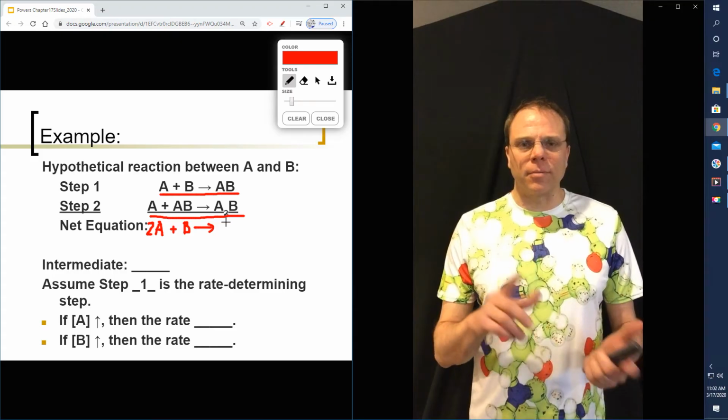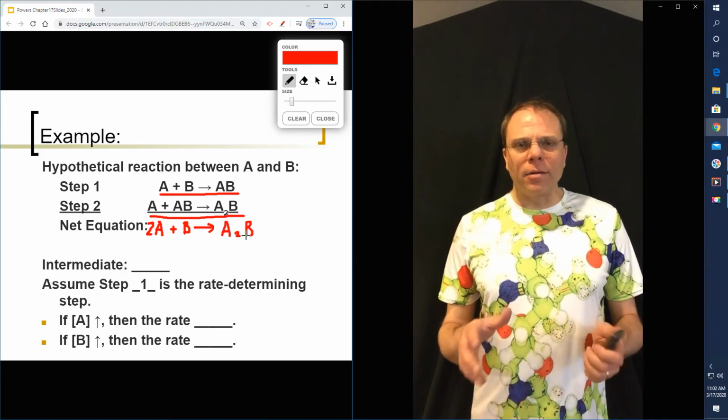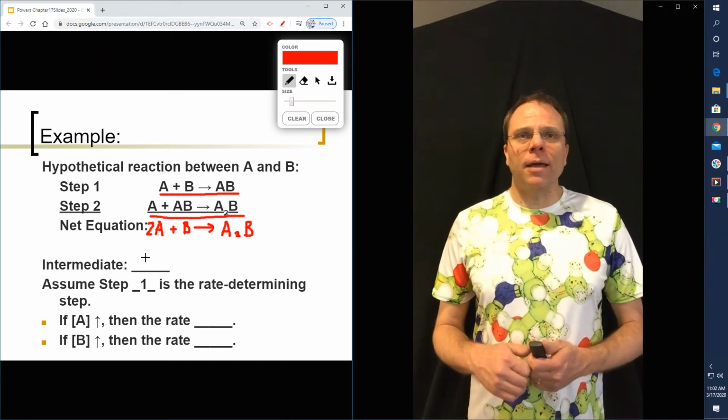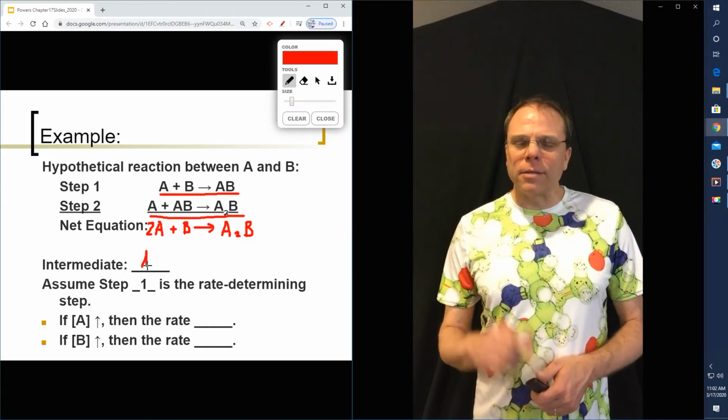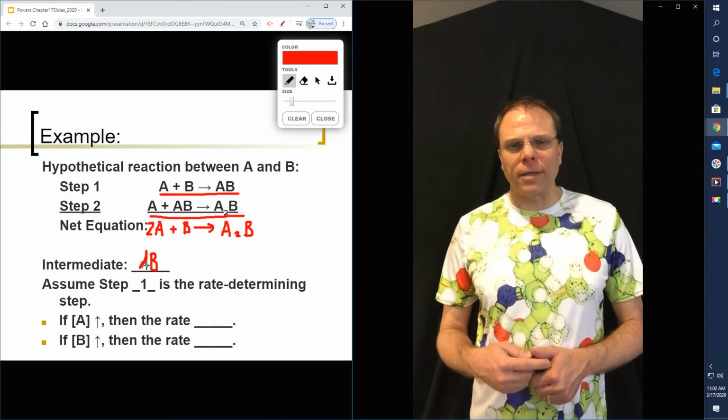So your overall reaction is going to be A plus B gives you A2B, and of course it's going to be two A's, right? So it's going to be 2A plus B gives you A2B. Now, our intermediate in this case then is AB, and assuming step 1 is the rate determining step, what does this mean for our reaction rate?